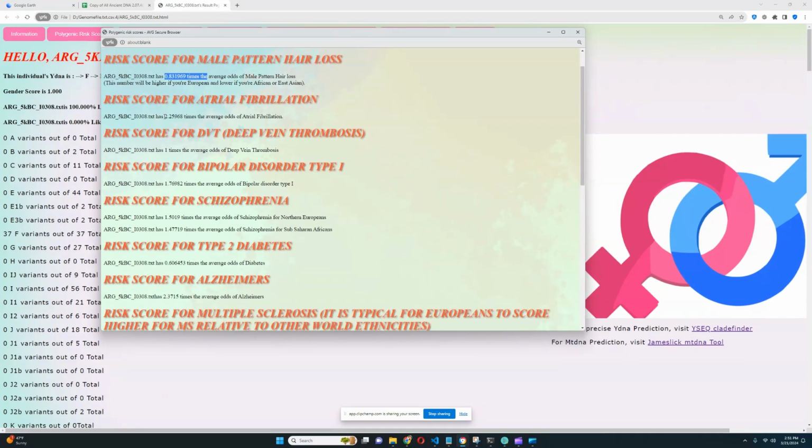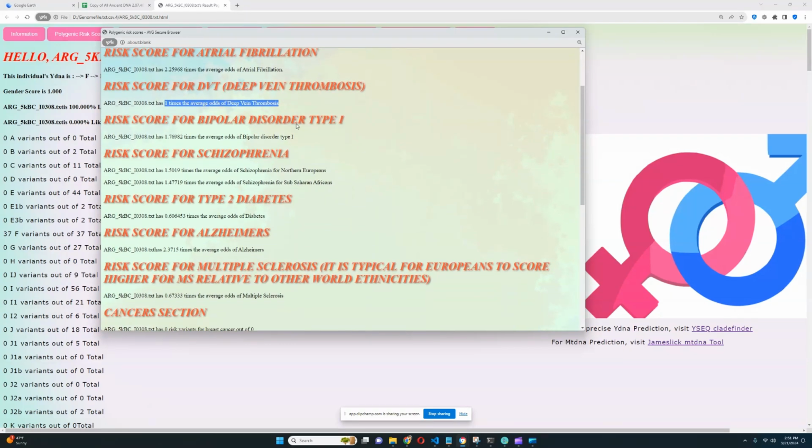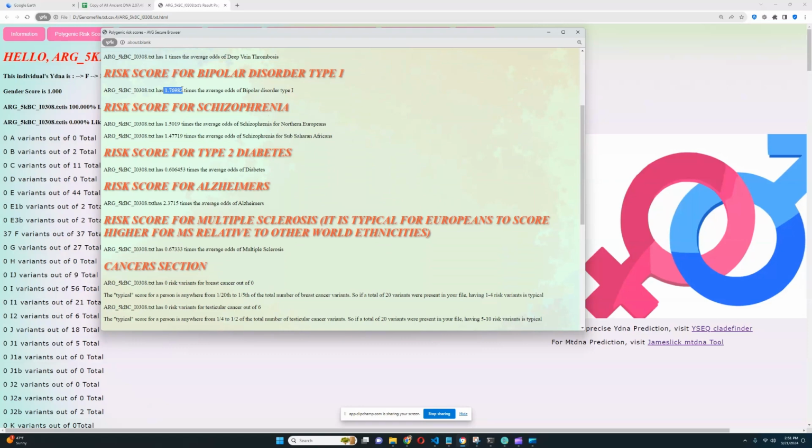It looks like he's got a slightly above average level of atrial fibrillation, which is kind of unfortunate. Nothing relevant was found for DVT. It looks like he's got a slightly above average level of bipolar disorder, type 1. And he's got a slightly above average risk score for schizophrenia.